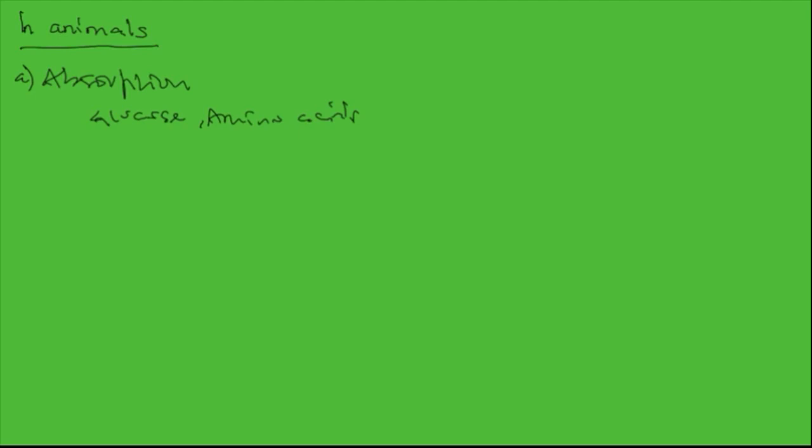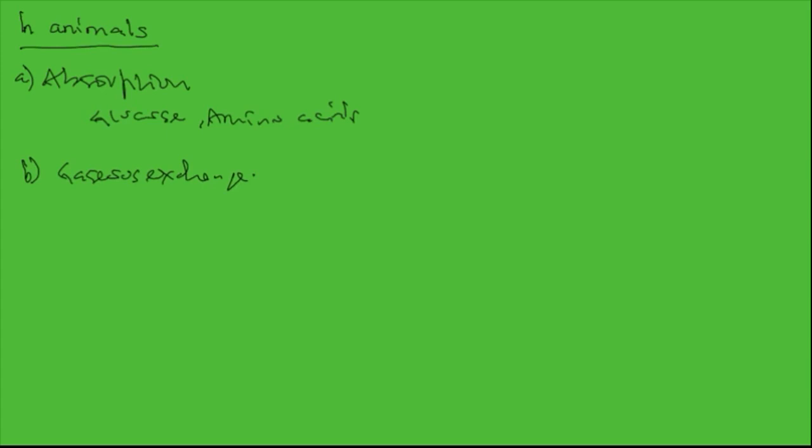The second process is gases exchange. In animals, oxygen diffuses into the body where it is used in respiration, and carbon dioxide, which is a waste product of the respiration process, diffuses out. Many animals have specialized gases exchange surfaces which are adapted structurally to enhance the process of diffusion.